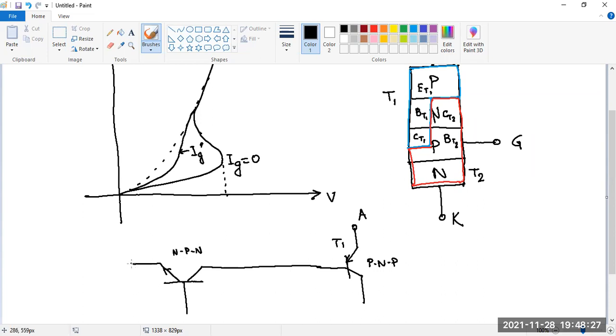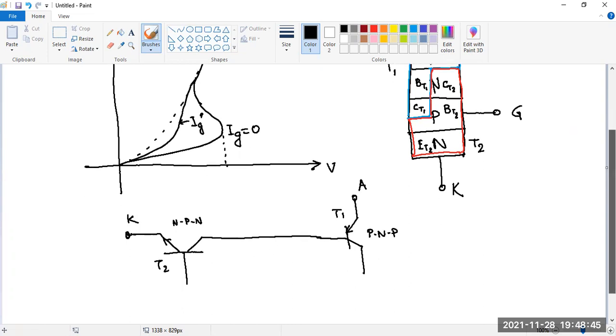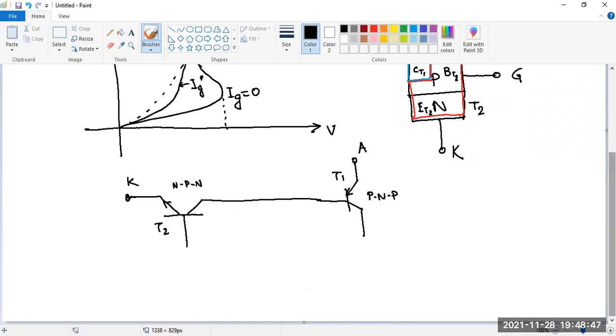So here the emitter is what? Which terminal is this? You see, the emitter of transistor 2 is the cathode. So this is the emitter of transistor 2, that is nothing but the cathode K. And the base of transistor 2 is the gate. But we can apply a different current in the gate as well, so that also we have to consider here. So we can apply some gate current.